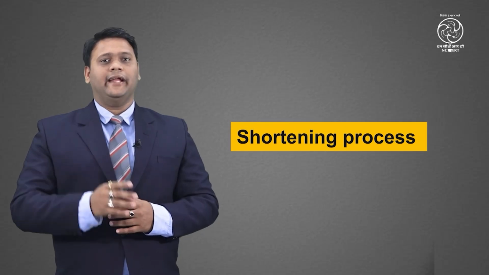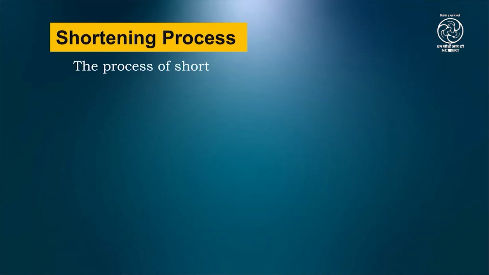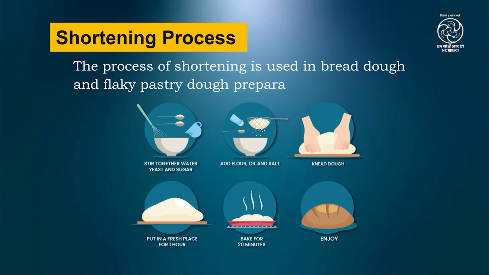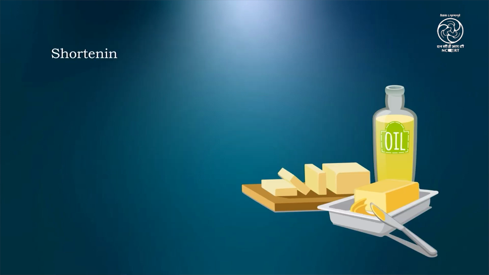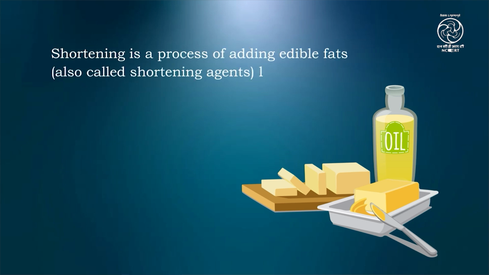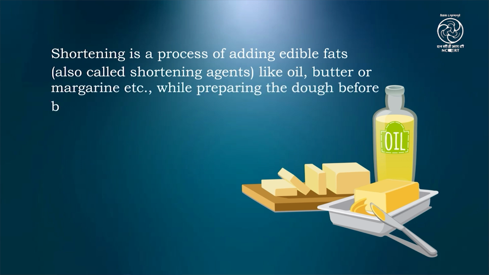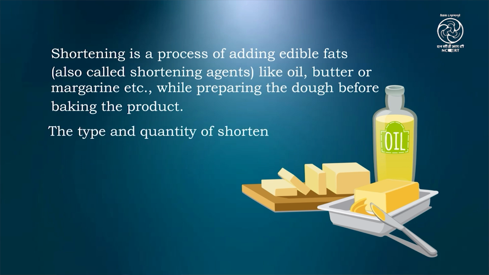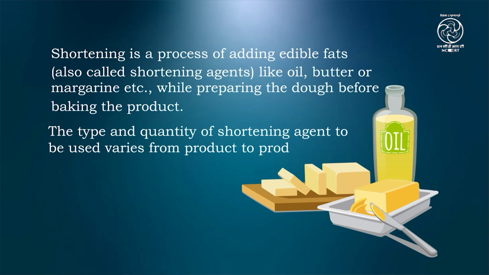First is shortening process. The process of shortening is used in bread dough and flaky pastry dough preparation. Shortening is a process of adding edible fats, also called shortening agents, like oil, butter or margarine, etc., while preparing the dough before baking the product. The type and quantity of shortening agent to be used varies from product to product.